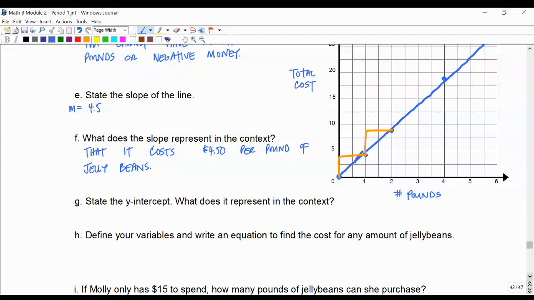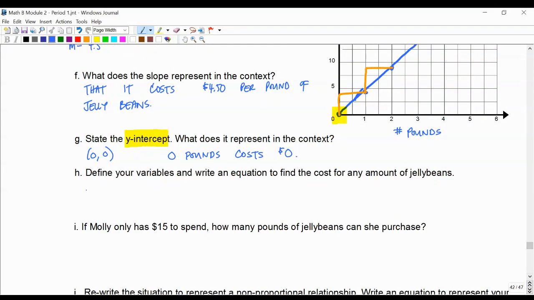Y-intercept, where does the graph cross the y-axis? We'll maybe even highlight it. There it is. And 0, 0 does count as a y-intercept. And so 0 pounds costs $0. What does it represent in the context? What is 0, 0? So the first 0 was number of pounds, and the second 0 was the total cost.